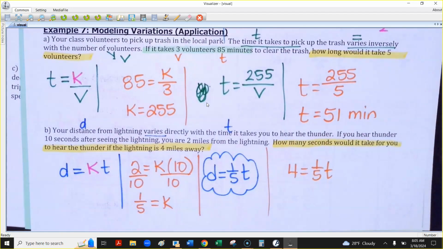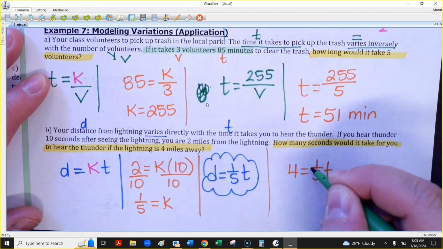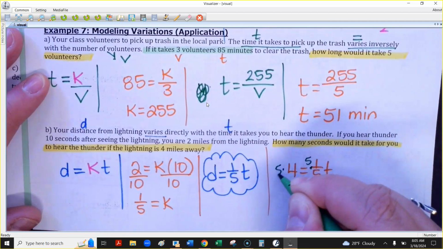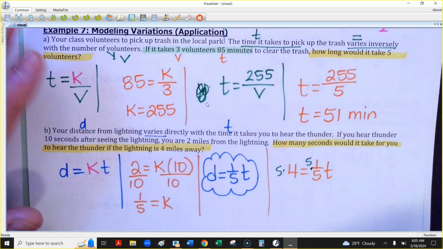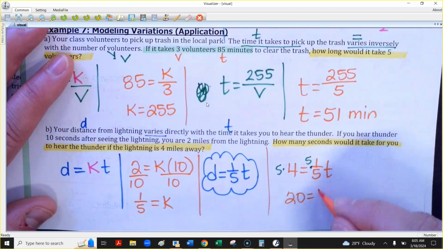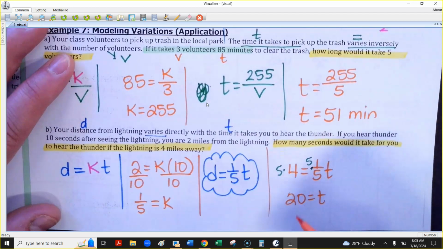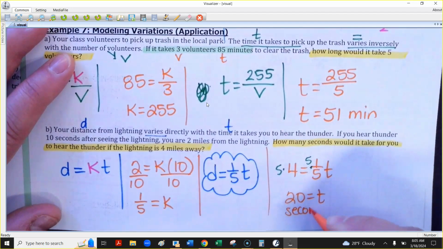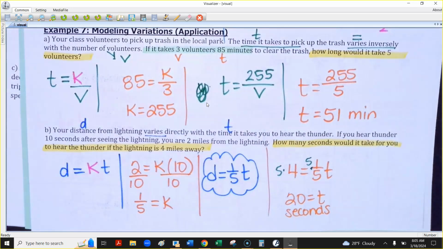So I know I'm going to solve for T. Just tell you real quick, if I'm multiplying by 1/5, I would multiply both sides by the reciprocal, multiply by 5 to get that away from the T. So this should be 20. And that's your time. This is going to be in seconds, because the time in the original information was also in seconds. Is anybody having a question?